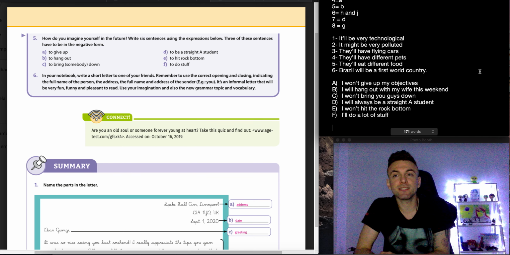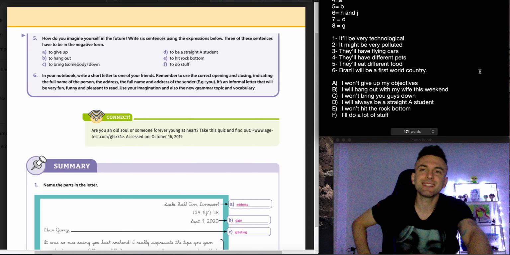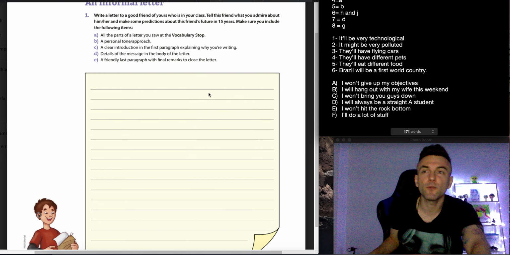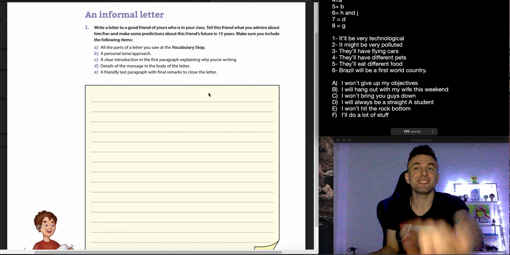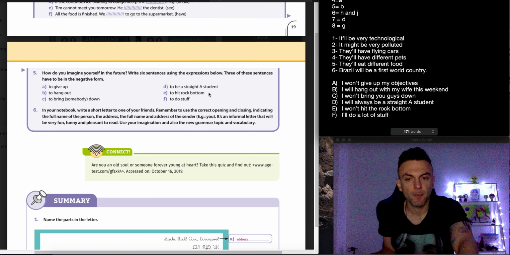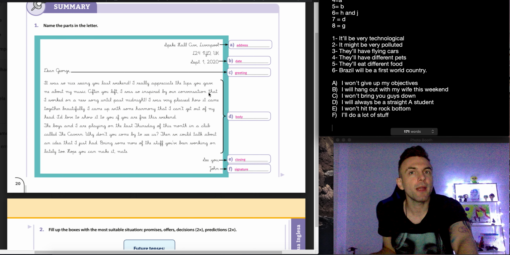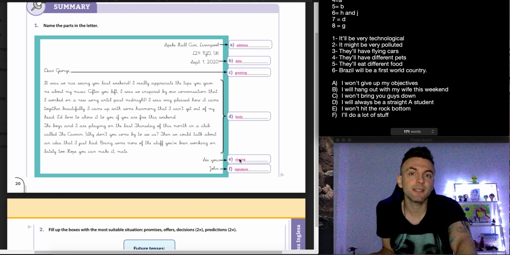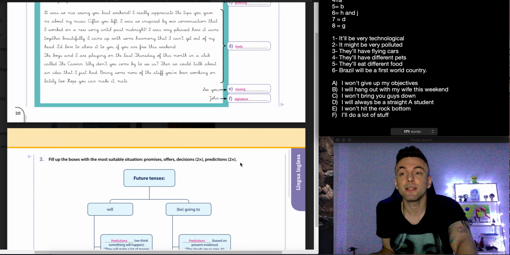Let's go to number 6 in your notebook. Write a short letter to one of your friends. This is basically this exercise right here. So for the number 6, you basically complete this exercise here from page 18. All right, guys, let's take a look in the final summary. So remember that the heading about address and date, the greetings are how you start your letter, the body is what is the message you want to send, the closing is the final expression, and finally, you sign it, right?